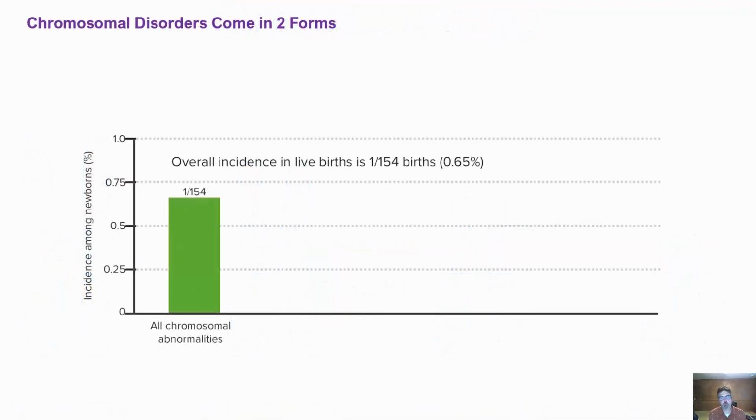Now, when we think about chromosomal disorders, they do come in two different varieties, and they are relatively frequent. We can see here that about 1 out of every 154 births, so you imagine all the millions of births that occur in the United States each year, will have some type of chromosomal abnormality. Now, it is worth noting that this is actually a small percent compared to what we could have, because a lot of the chromosomal abnormalities will spontaneously be aborted before birth.